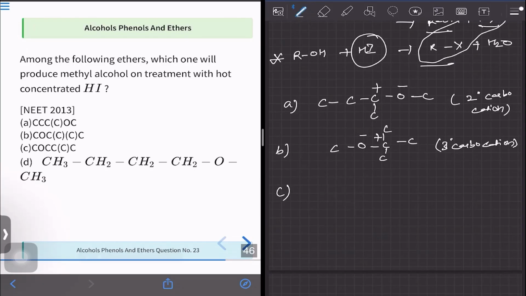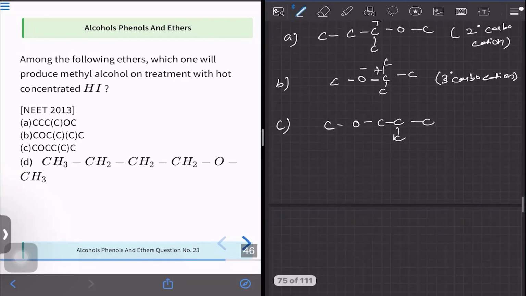Option 3 will be C, O, C, C and C. Branching is seen at the third carbon. Branching is seen at first, second, third, so it is at the second carbon. So on removal, that is O negative and positive of carbon, it will be a primary carbocation.